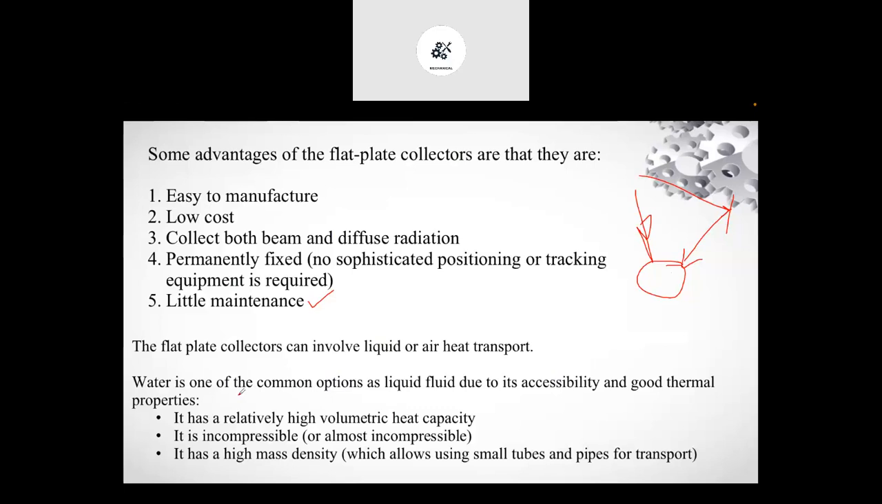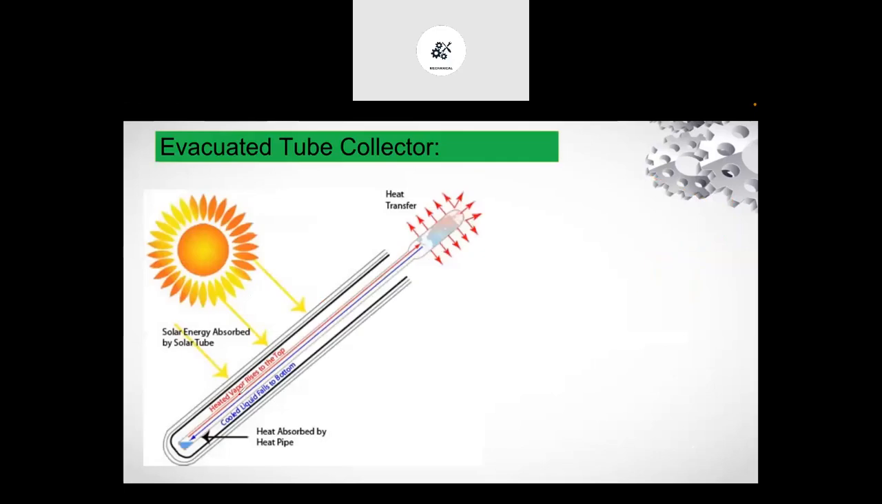The efficiency we get in this flat plate collector depends upon many factors, but it is the old technique. Nowadays, in most cases, for water heating purposes, we are using the evacuated tube collector. The main objective is the same. We have to heat up the water by using solar radiation or solar energy, but here the construction of the collector is changed. Instead of the simple tube, we are using an evacuated tube in this collector.